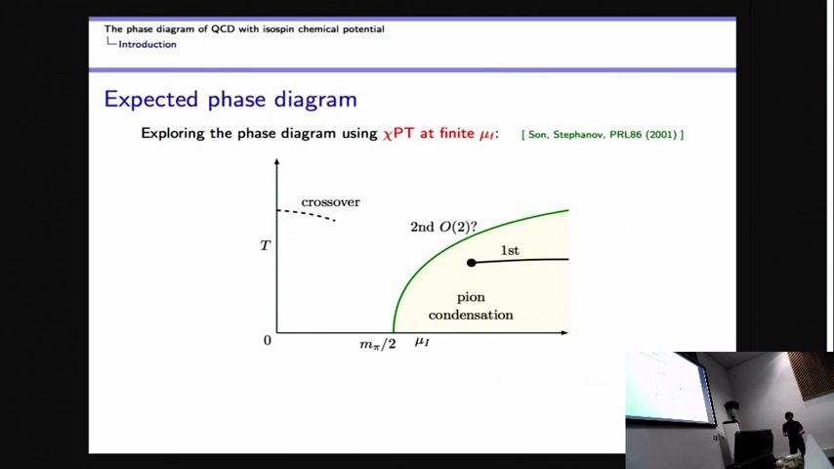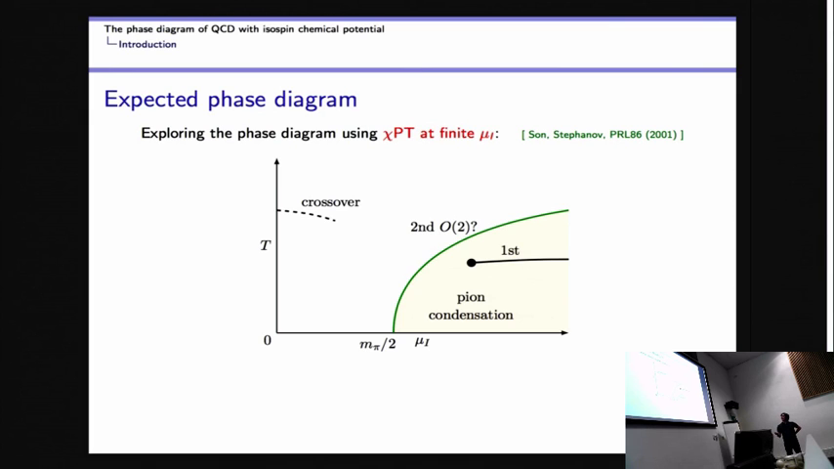So the expected phase diagram has been mapped out by Son and Stephanov using effective field theory. So what they found was, of course, this pion condensation phase here, and then just due to the symmetry breaking pattern here, they expect the phase boundary to be second order in the O(2) universality class. And they also conjectured that there should be some first order deconfinement transition line here coming from the fact that when you crank up the isospin chemical potential and send it to infinity, you should basically arrive at pure gauge theory, and they thought that somehow this deconfinement line here should be originating from this pure gauge theory here and continue.